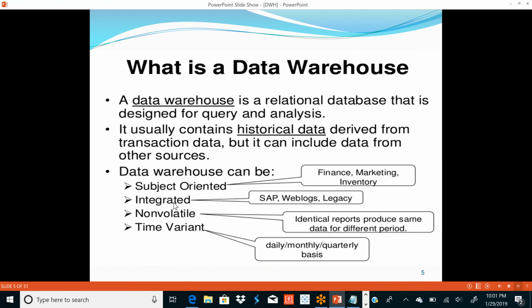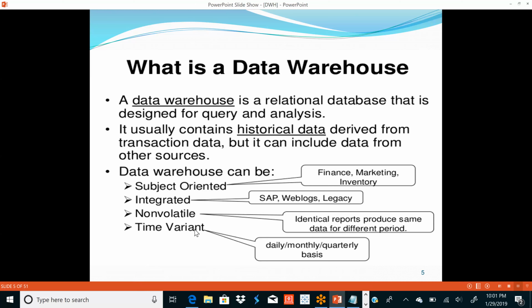Integrated means we are bringing data from 10 systems, 30 systems, and loading or storing it at one single place. That is called integrated. Non-volatile, this is what we discussed. We should not update the data. Non-volatile means non-changing. You just first load the data, and on top of it you select. You should not update, you should not delete. That is what non-volatile means, because when it is non-volatile, it will be good for decision making.